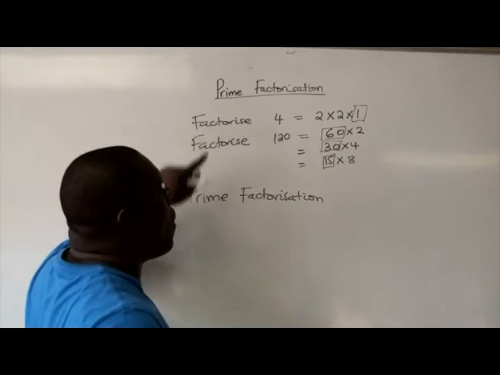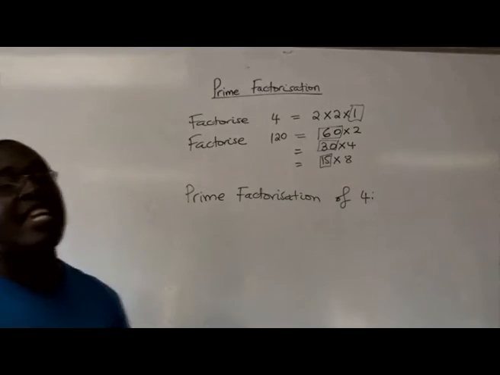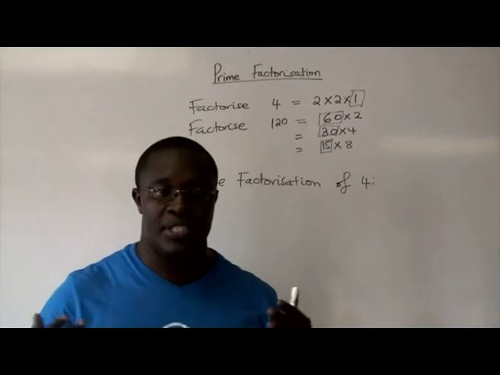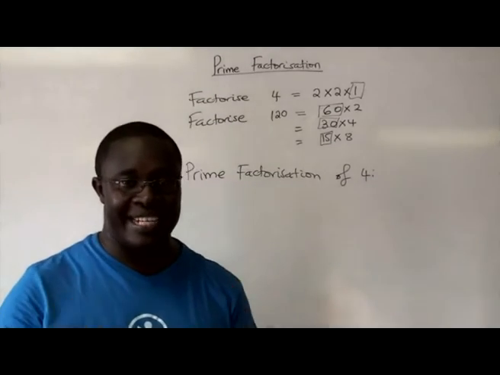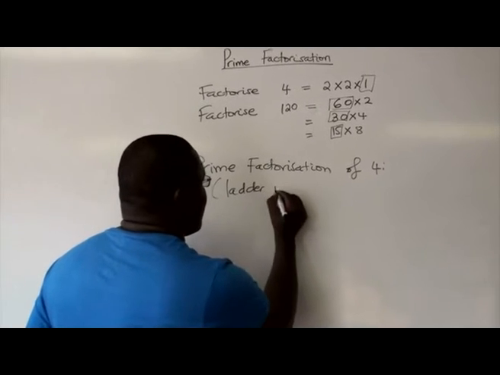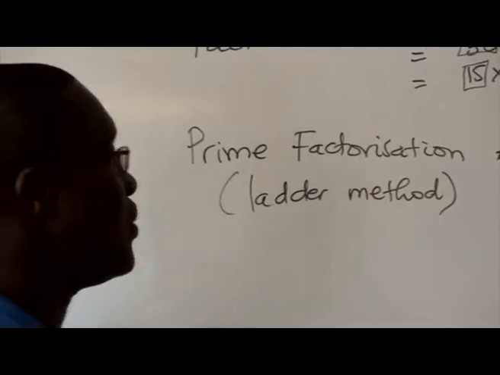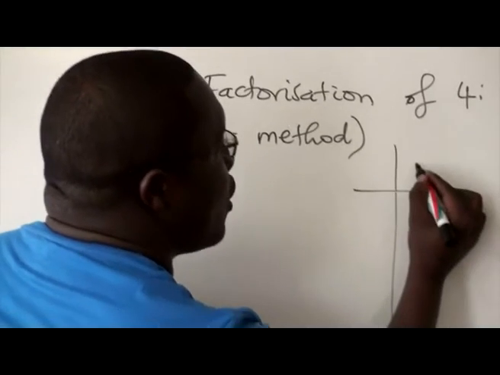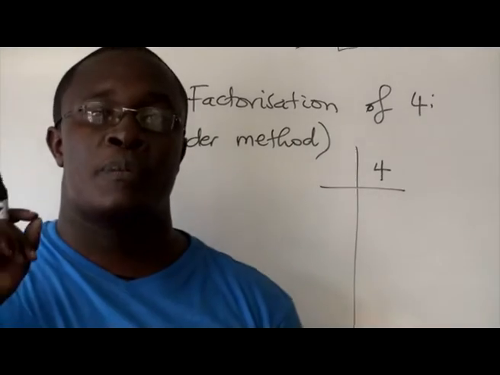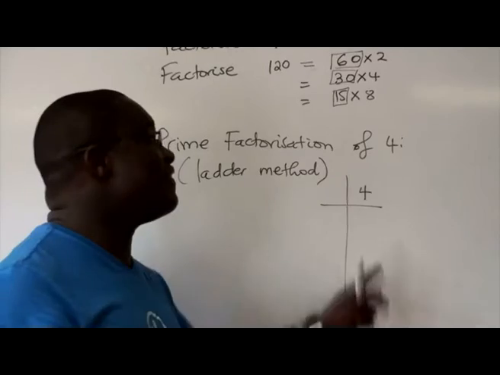So what we're going to do now is the prime factorization of 4. The easiest method to use here is something that you are familiar with, which you use in most schools, called the ladder method. With the ladder method, you take the number that you want to factorize and then you use prime factors one at a time until you completely factorize this number.